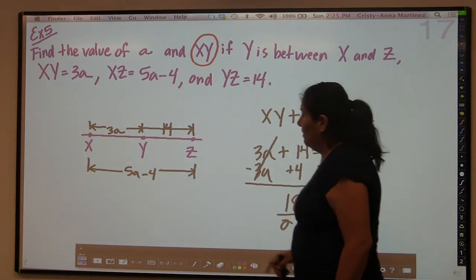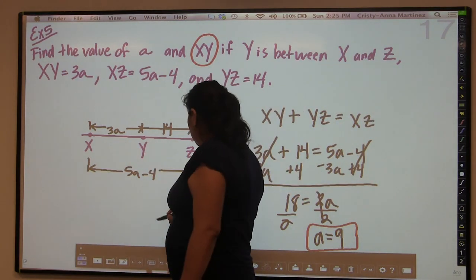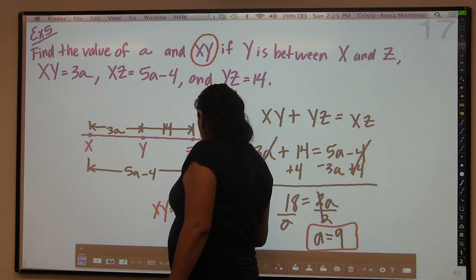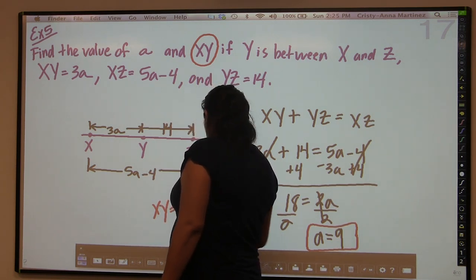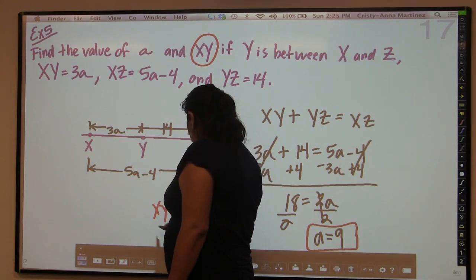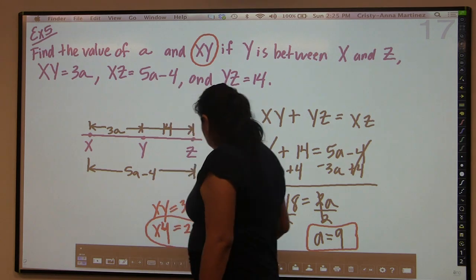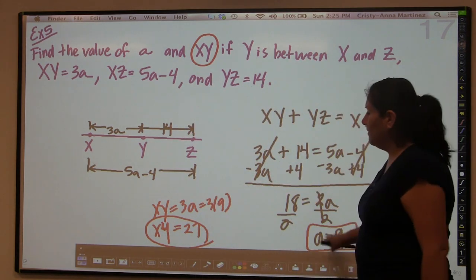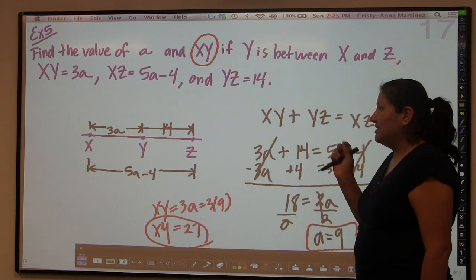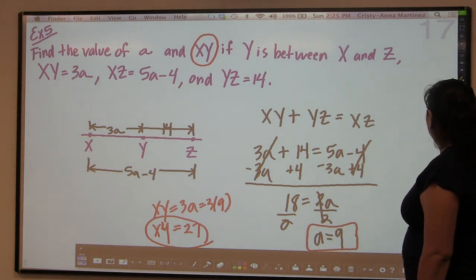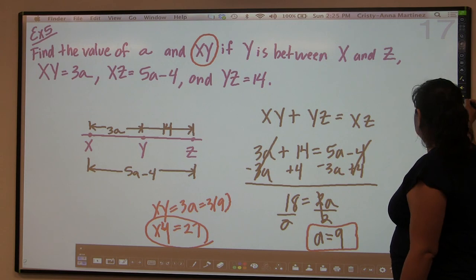So xy, you'll remember, is 3a. So xy equals 3a, which equals 3 times 9, which equals 27. So a equals 9 and xy equals 27. And that's how we can use algebra to also find values of variables and to find lengths of segments.